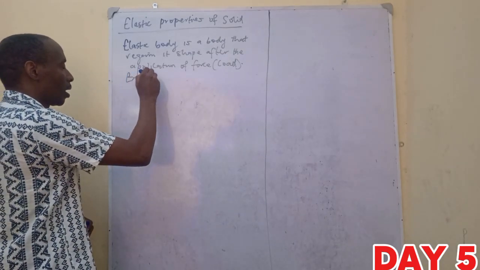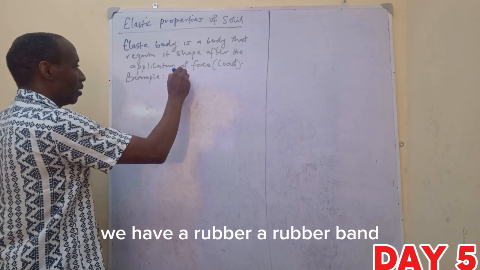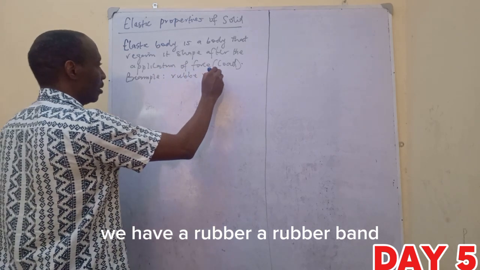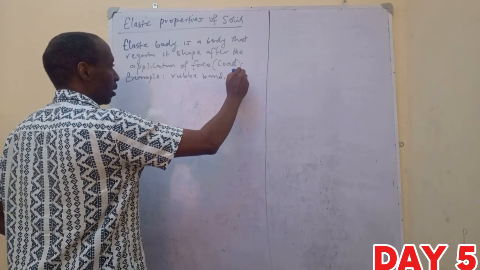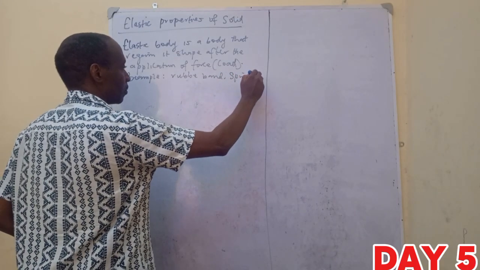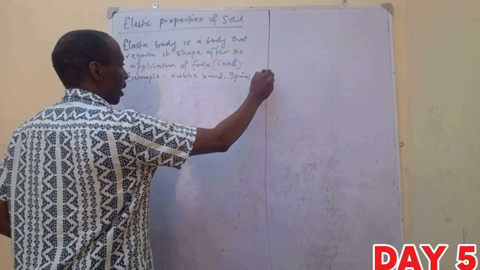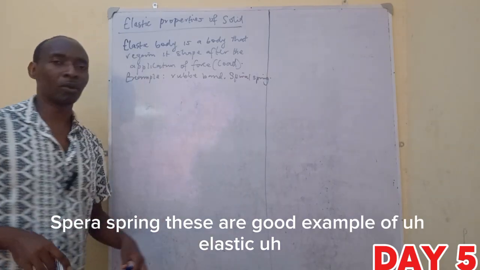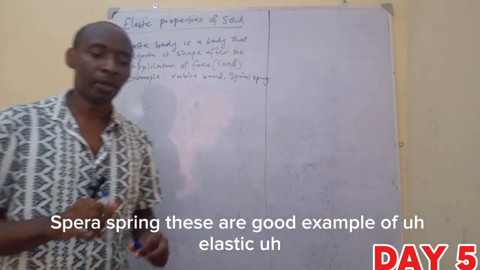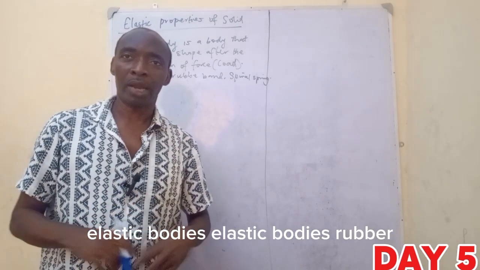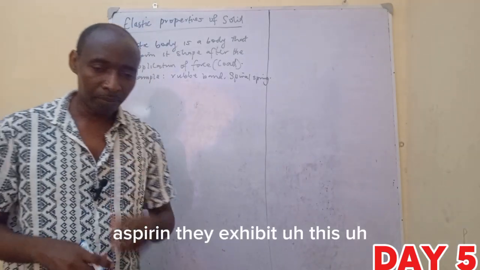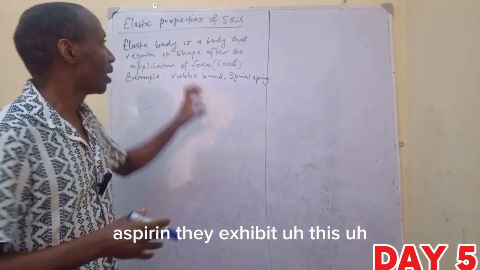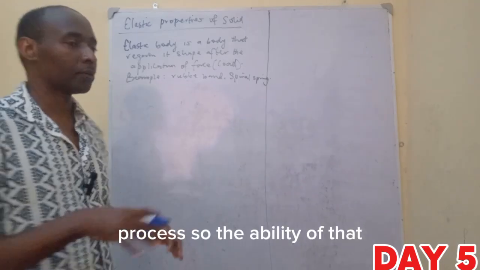Examples of elastic bodies: we have a rubber band, a spiral spring. These are good examples of elastic bodies. Rubber, spiral spring. They exhibit this process.